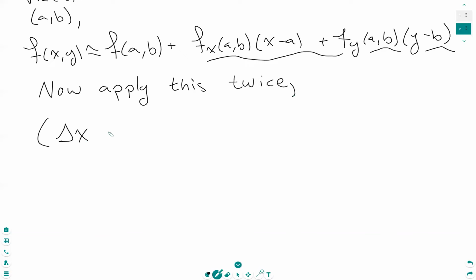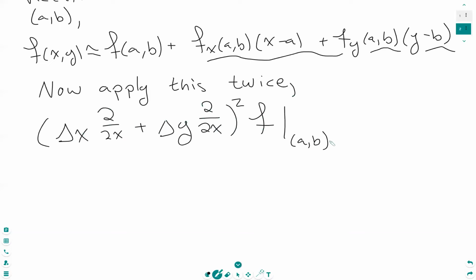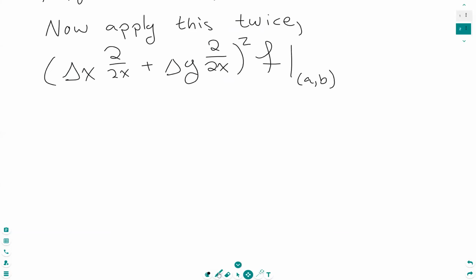So I have delta x times my x derivative plus delta y times the y derivative, squared. If you square this thing, it means that I am applying this twice. It also means that we can FOIL it out. And we're applying it to some function, and we're evaluating this at the point a, b. So what happens if we apply this twice?